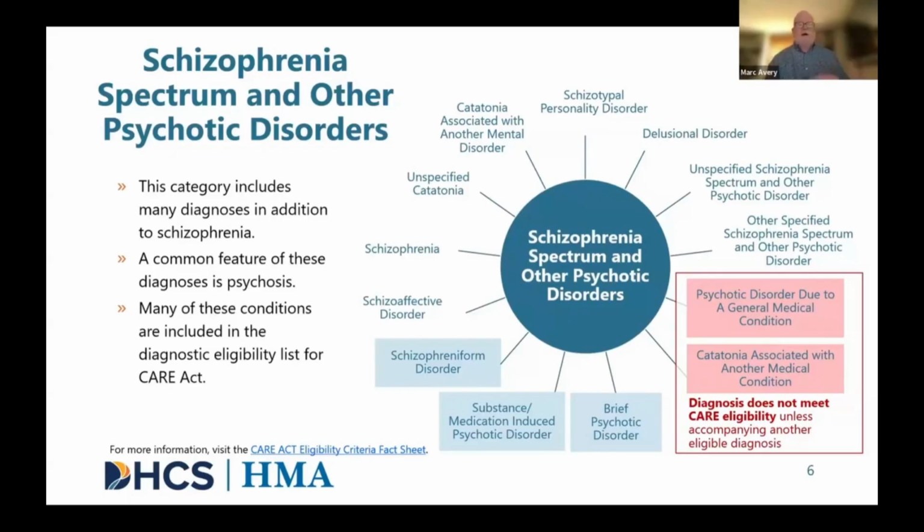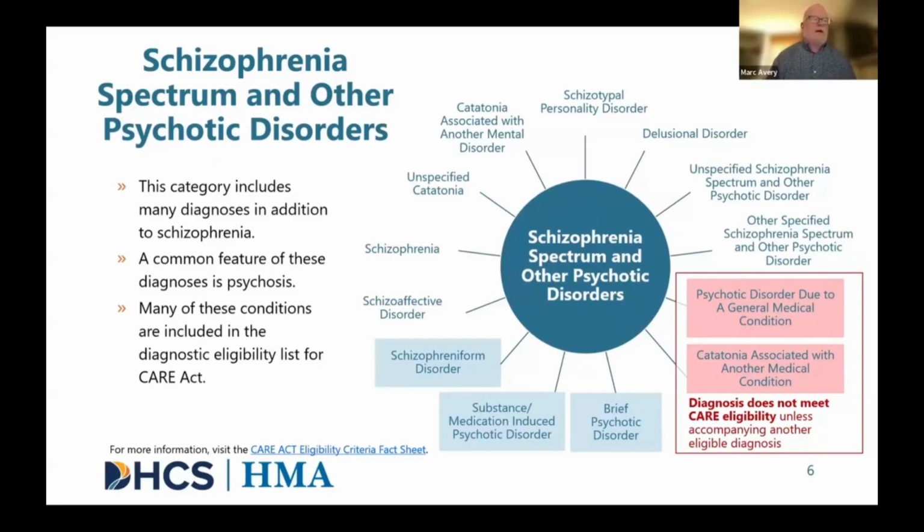Also, there are other conditions not in this chapter where somebody might experience psychosis. For instance, severe bipolar disorder with psychosis or severe depression with psychosis. Even though these conditions may feature psychotic symptoms, they are neither contained in the DSM chapter of schizophrenia spectrum disorders, nor are they eligible for the CARE Act program.